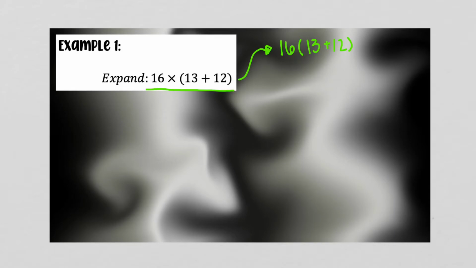So what I'm wanting you to do here is just to write out the expanded version. Remember, I told you we take whatever is on the outside and we're going to multiply it by everything on the inside. So now I'm going to have 16 times 13 plus 16 times 12. All we did was multiply that outside 16 by everything in parentheses. We keep that addition there. It goes between the two sets of parentheses, and that's all I want you to do when I'm asking you to expand.